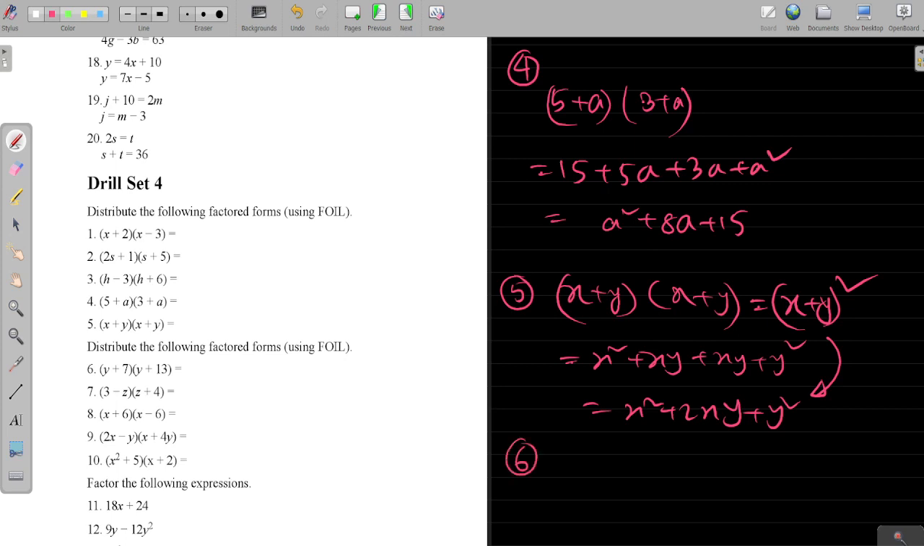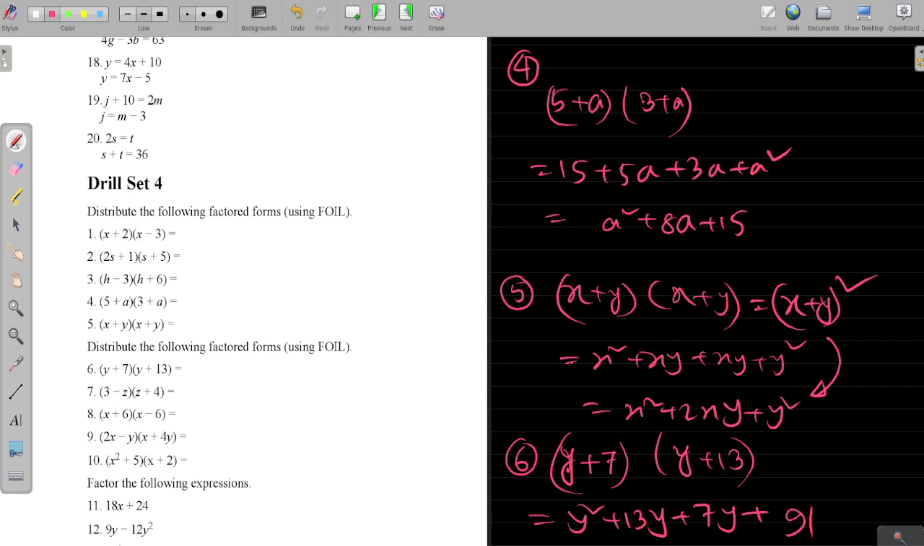Now I'm going to solve number 6. y plus 7 here and y plus 13. So our answer will be y square plus 13y plus 7y plus 13 multiplied by 7. So 13 multiplied by 7 means 91. So if I calculate this one, then the answer will be y square plus 20y plus 91.